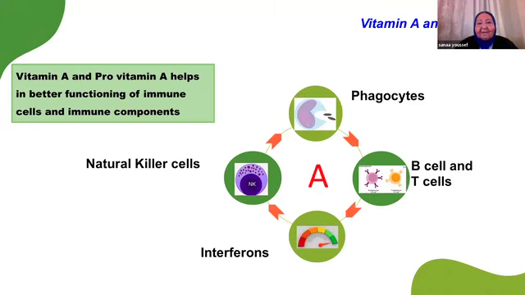Sorry, the vitamin A. Vitamin A and provitamin A help a better functioning of the immune system and cells, immune cells, and immune complex. What happens is that vitamin A boosts the function of the natural killer cells. It helps the phagocytosis. It also supports the good function of the B cell and T cell, as well as it produces interferon. So the whole cycle together is going to support my immune system, and vitamin A is crucial.